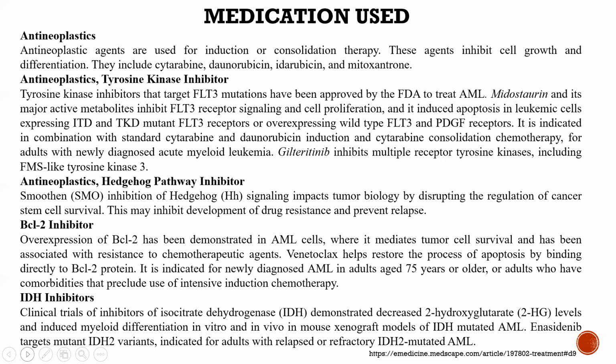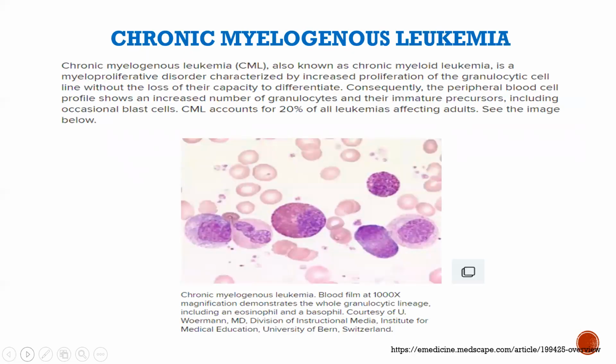Enasidenib targets mutant IDH2 variants and is indicated for adults with relapsed or refractory mutated acute myeloid leukemia. Generally, all medications used for treatment are targeted to stop cell proliferation, to induce apoptosis, or to disrupt abnormal production of broken DNA in the marrow cells.